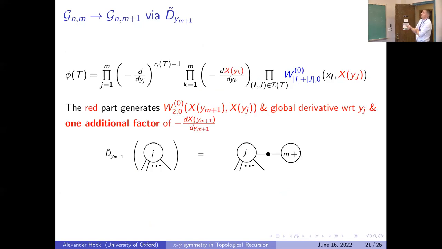And for gnm to gnm plus 1, it's a little bit more complicated. So the first case is again the action on the xyk here and the xyk here, which gives you at the end w020 with one global derivative and one additional term of this form. So we have again the action here on the white round vertex, which gives you a white round vertex in formula, and this part gives you a black vertex, and this part gives you that here you have to insert capital X of yj.